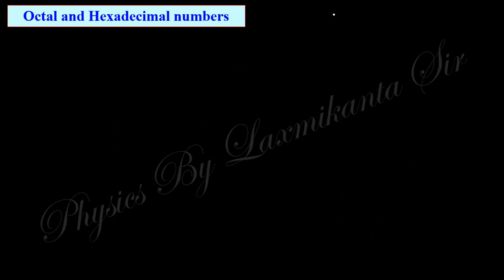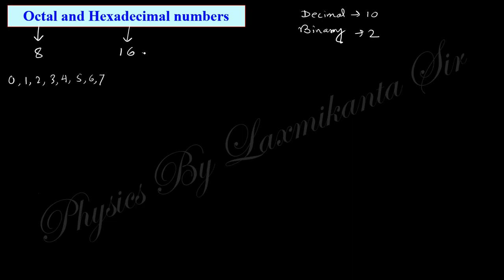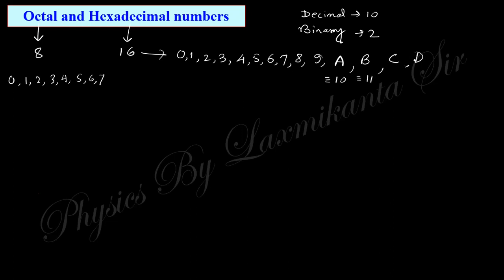Next thing is the octal and hexadecimal. So already there were two number systems: decimal means base 10, and binary means base 2. And octal means 8 and hexadecimal means 16. Octal means there are digits 0, 1, 2, 3, 4, 5, 6, 7. Hexadecimal means 0, 1, 2, 3, 4, 5, 6, 7, 8, 9, and then A is equivalent to 10, B equivalent to 11, C, D, E, F, that is 12, 13, 14, and this is 15. So these are the 16 representations in the hexadecimal system, and the 8 in the octal system.